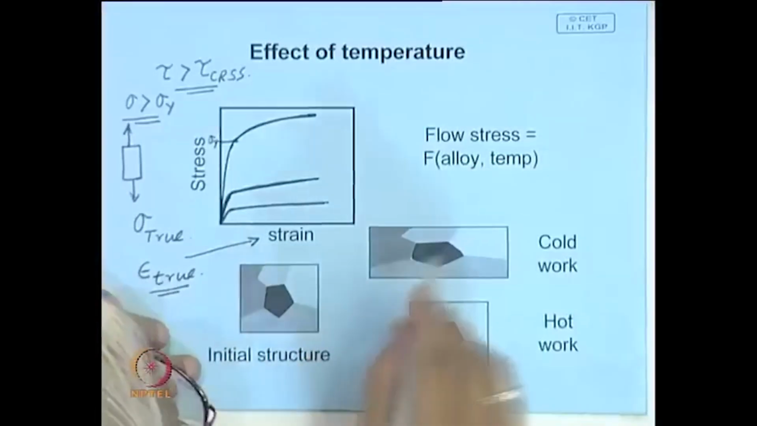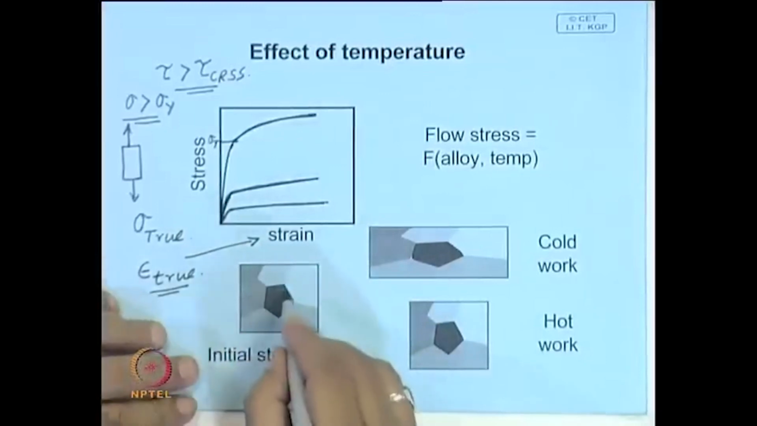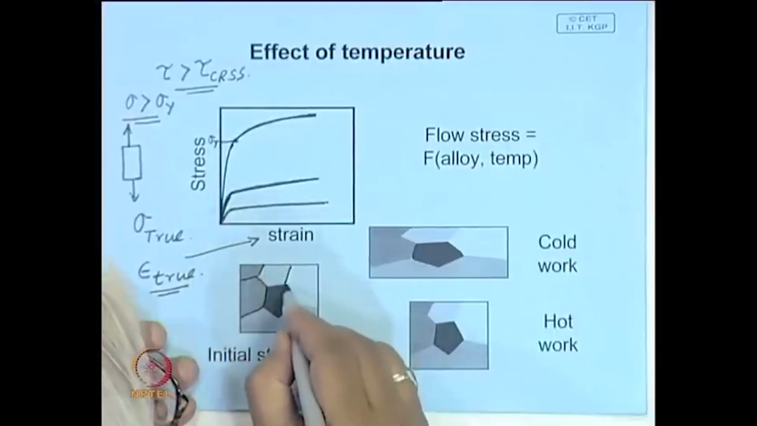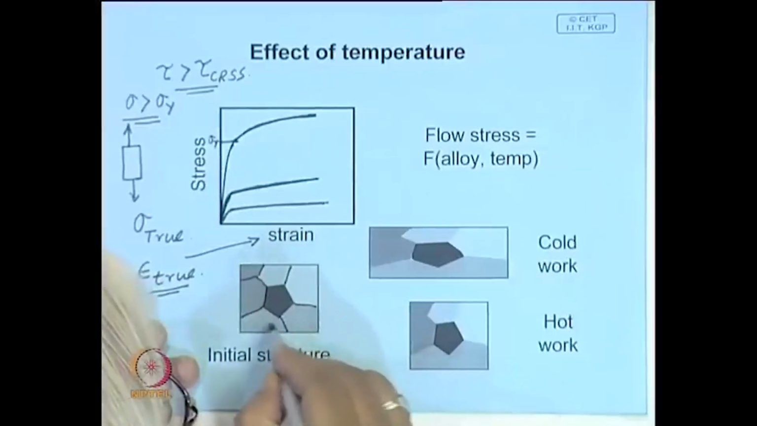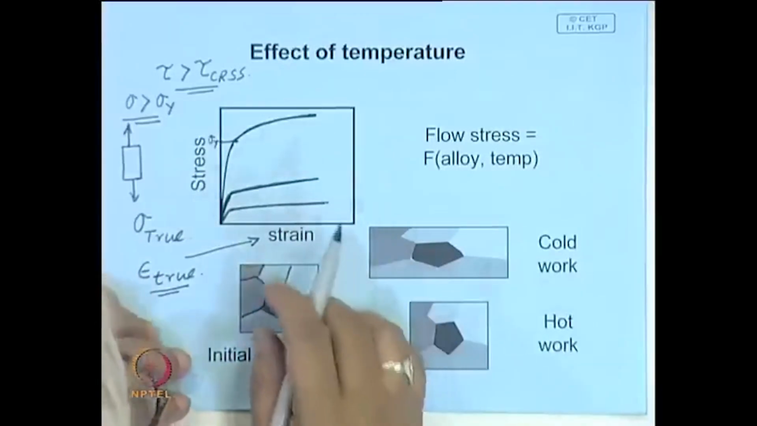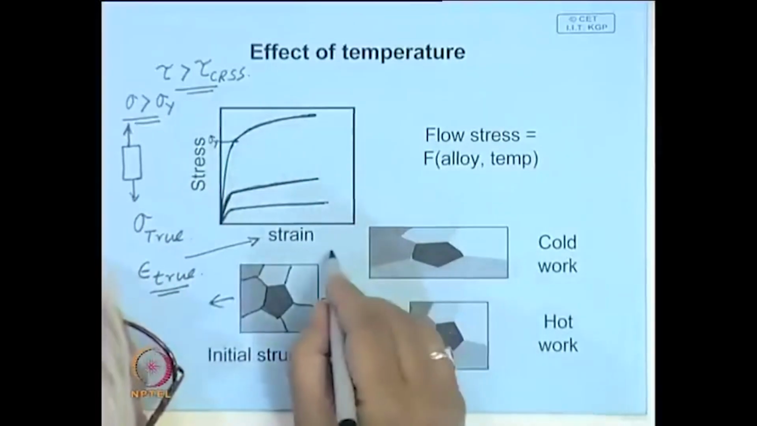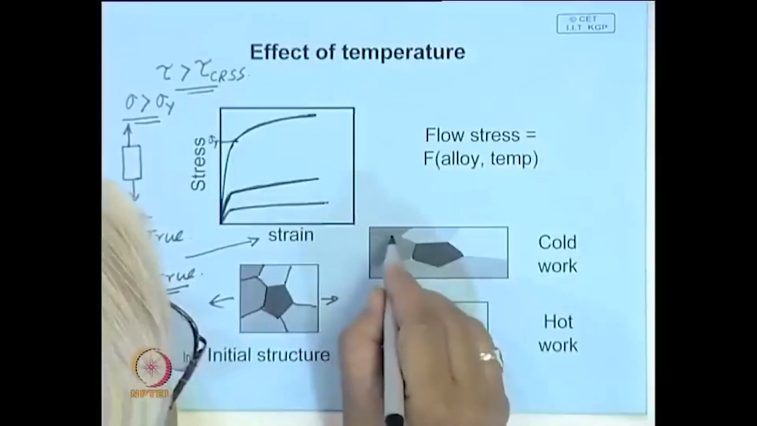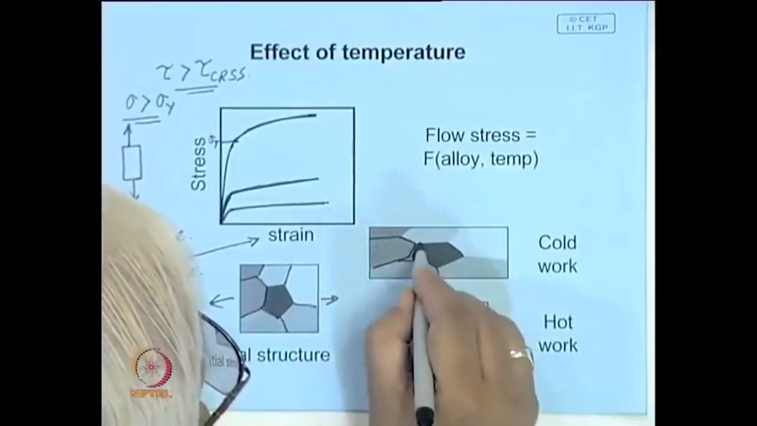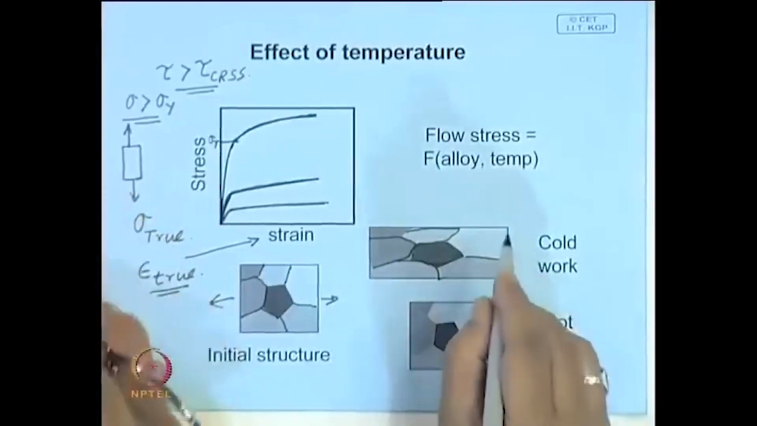If we look at the microstructure, suppose initially the metal has this type of microstructure, with differently oriented grains. If you deform it, say you are pulling it in this direction, and you are doing it at a low temperature, you may find that these grains get elongated. So, this is how the deformation proceeds.